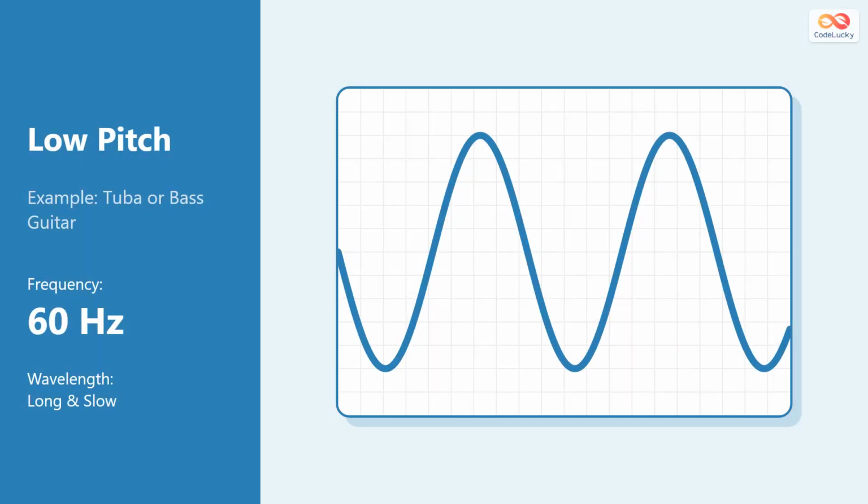Let's look at a real-world example. Imagine a low note played on a bass guitar or a tuba. The frequency might be around 60 Hz. The wave looks long and stretched out. The crests are far apart because the vibrations are slow.